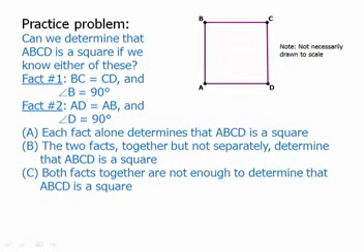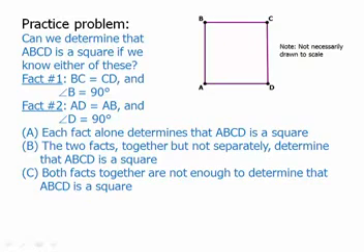Here's a practice problem. Pause the video and then we'll talk about this. Okay, this is a very odd question format. Can we determine that ABCD is a square if we know either of these? So BC equals CD and angle B is 90 degrees. So that's fact number 1. AD equals AB and angle D equals 90 degrees.